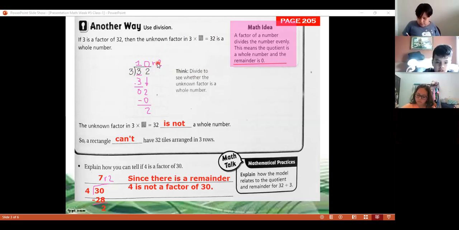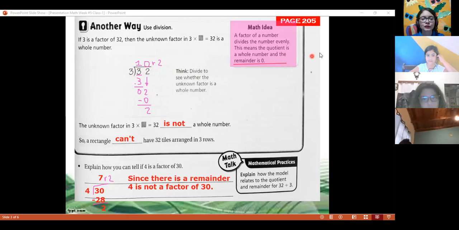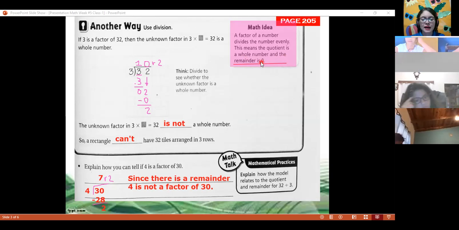Now you start analyzing if 3 is a factor of 32. And you see here that it says a factor of a number divides the number evenly. This means, in other words, the quotient is a whole number and the remainder is 0. I have a whole number here, but my remainder is not 0. My remainder is 2.